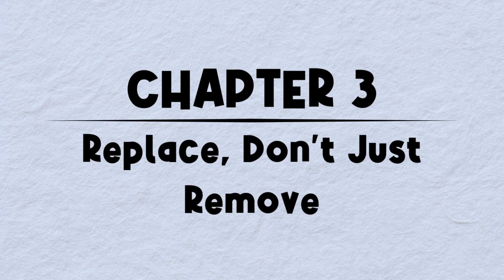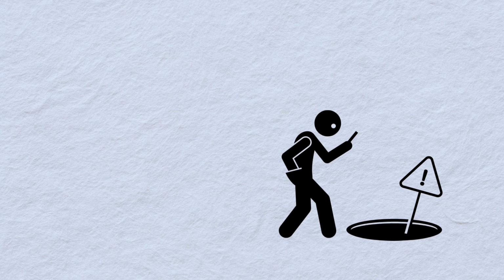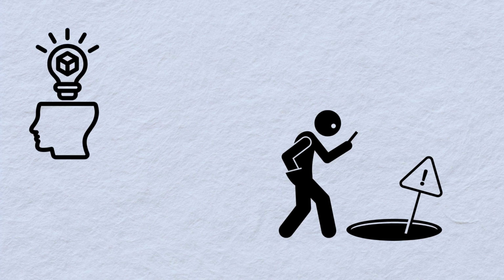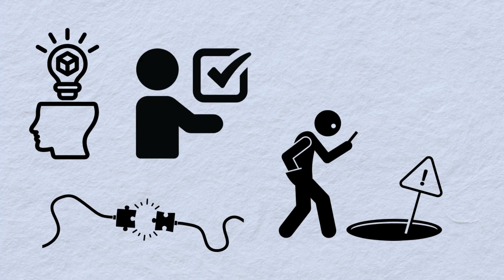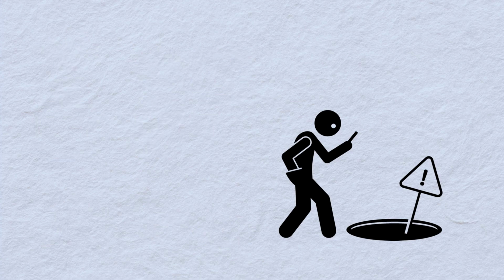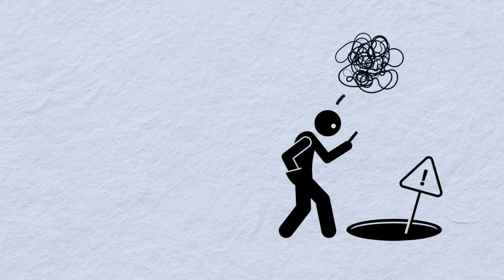Chapter 3. Replace, don't just remove. One reason social media is so addictive is because it gives your brain rewards, novelty, connection, and validation. If you just remove that source of dopamine without replacing it, your brain's going to freak out, and you'll be right back at square one.